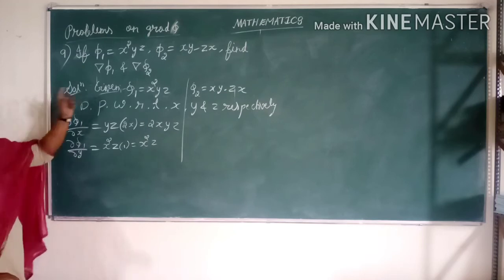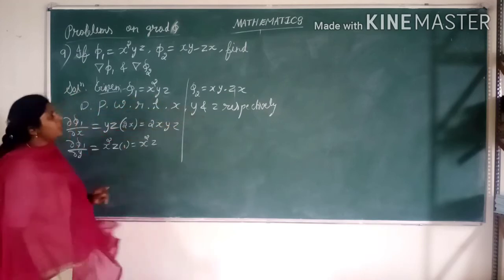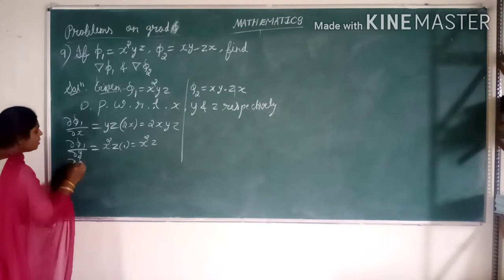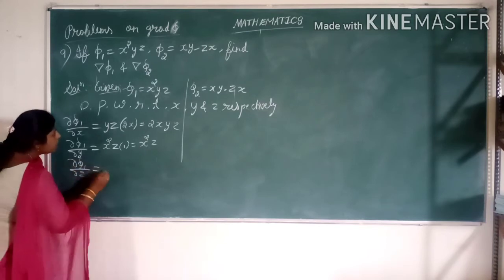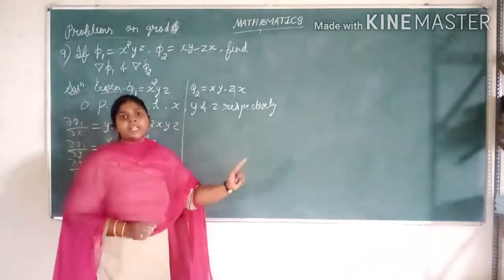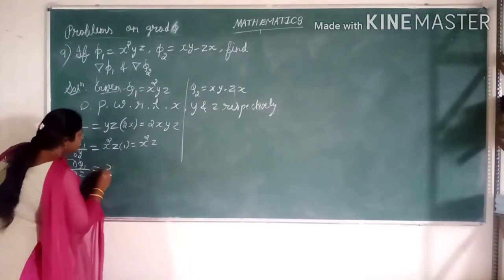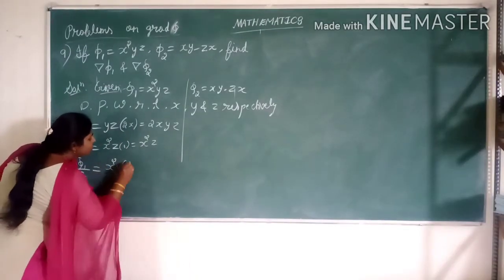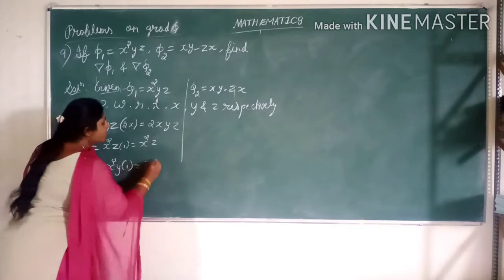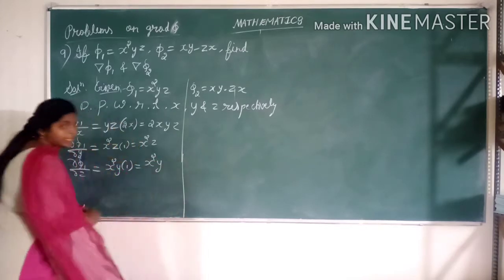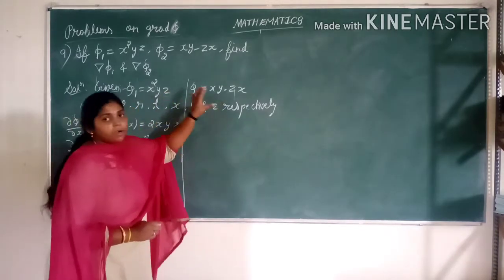Similarly, differentiate the function phi1 partially with respect to z. We get ∂phi1/∂z is equal to. Which one do you treat as a constant? x and y are constants, that is x²y, as the differentiation of z is 1, that is x²y.